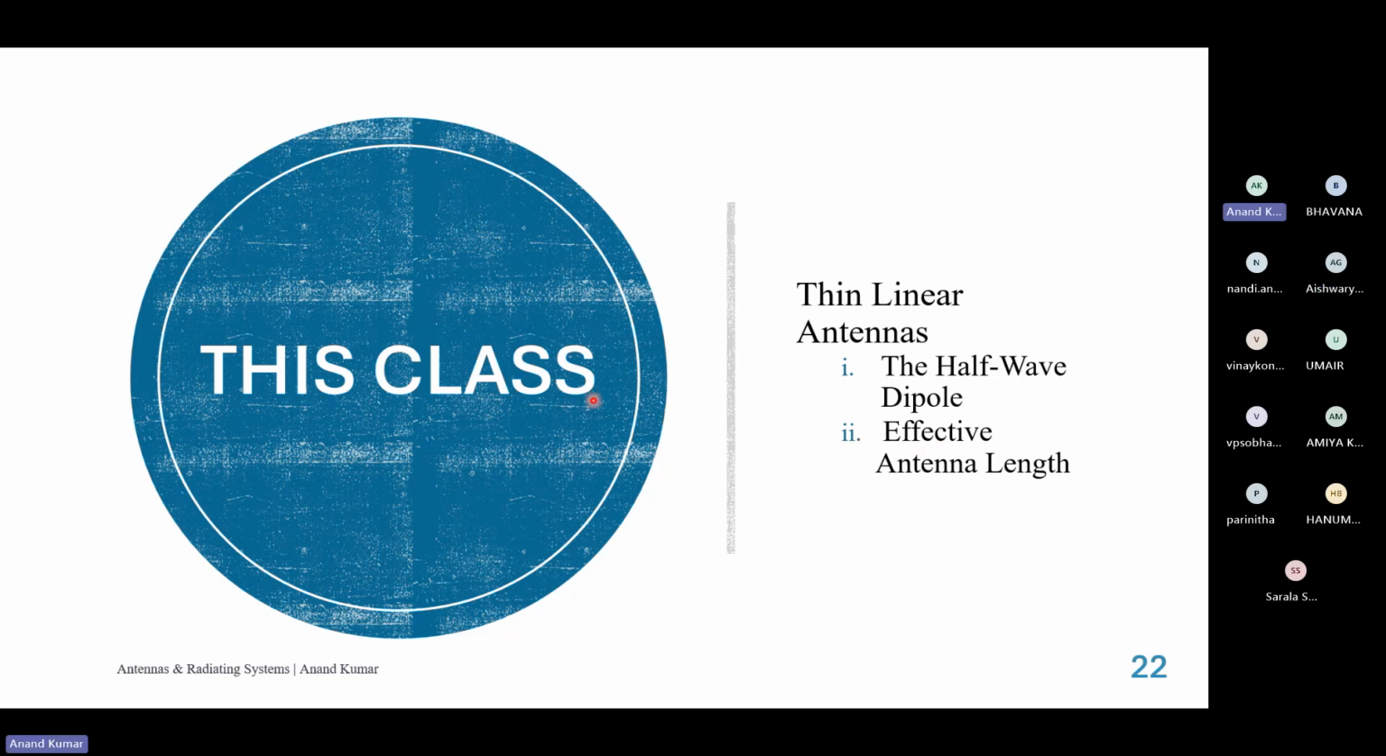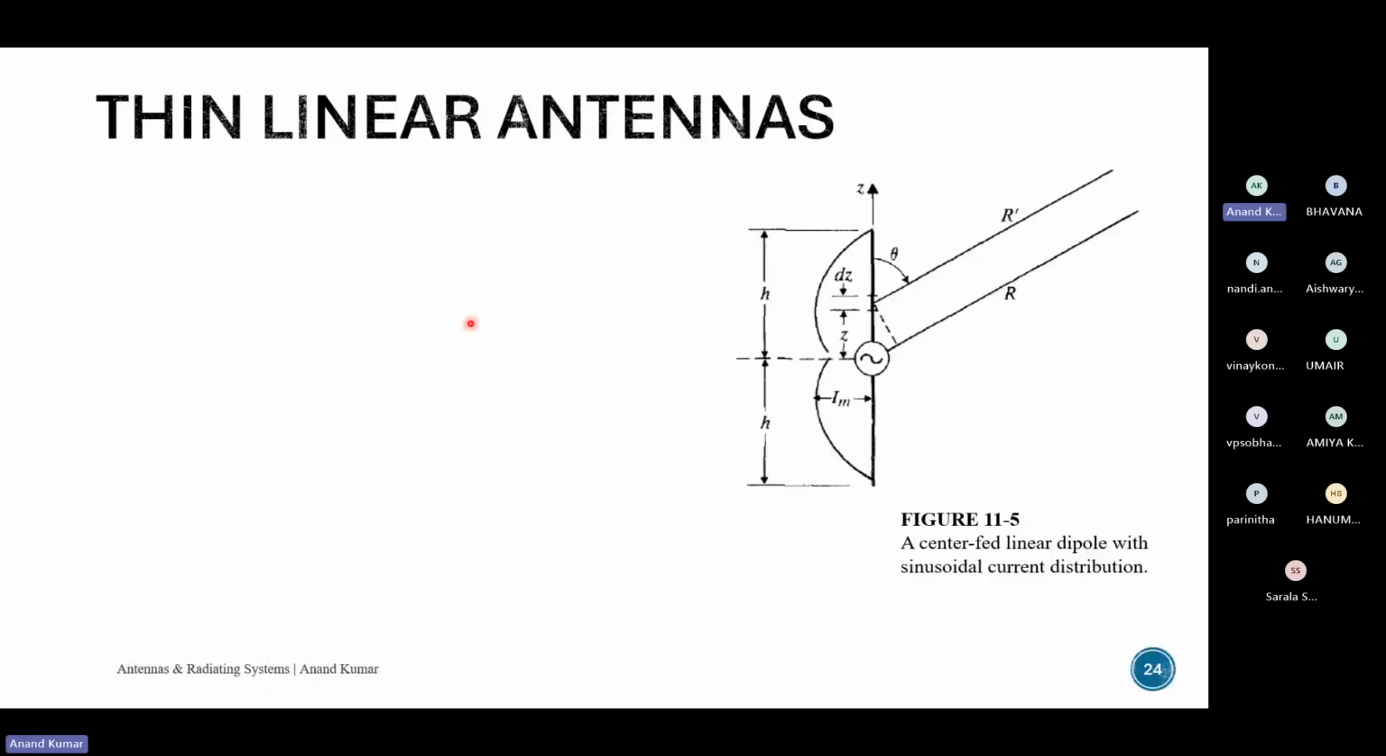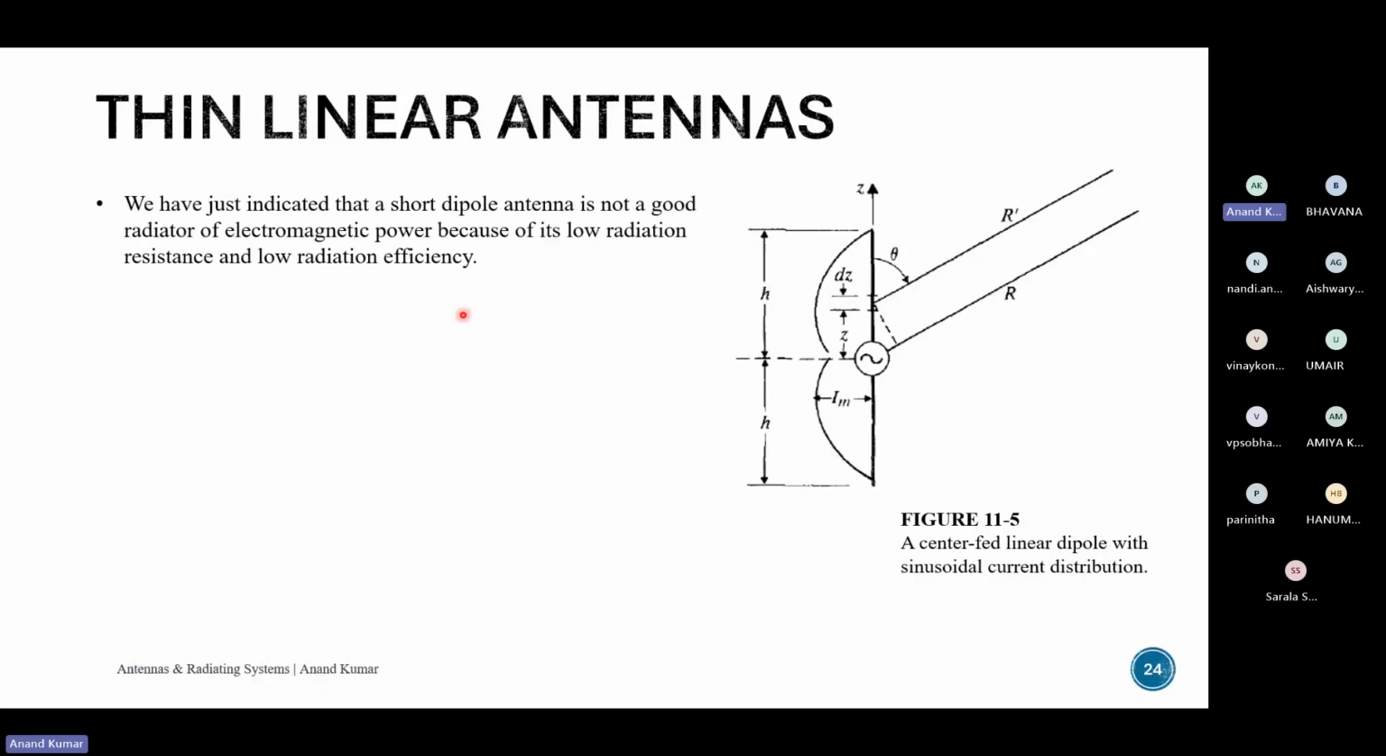So we'll proceed then, starting with thin linear antennas. In the previous class, in the last example, we saw that a short dipole antenna is not a good radiator of electromagnetic power because of its low radiation resistance and low efficiency. You can refer to the example that we did in the last class. Over there, we derived this.